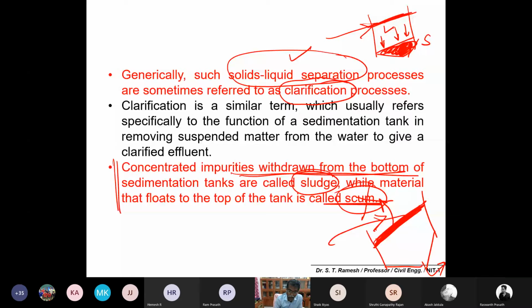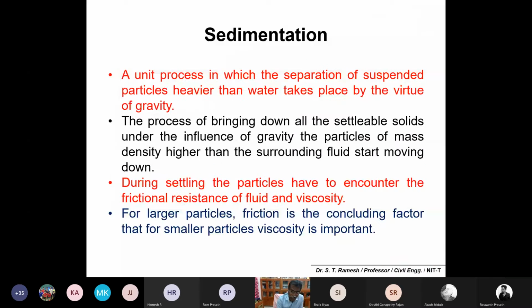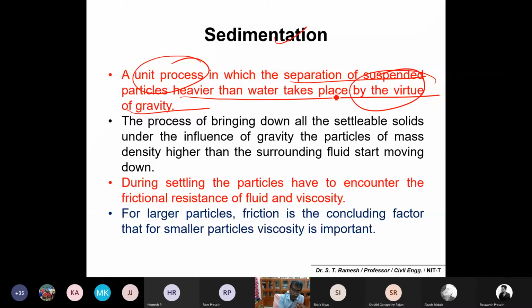Sedimentation is a unit process: the separation of suspended particles heavier than water by the action of gravity. Please make a note: separation of suspended solids heavier than water takes place by virtue of gravity. It is the process of bringing down all the settleable solids under the influence of gravity; particles of mass density higher than that of the surrounding fluid start moving down.